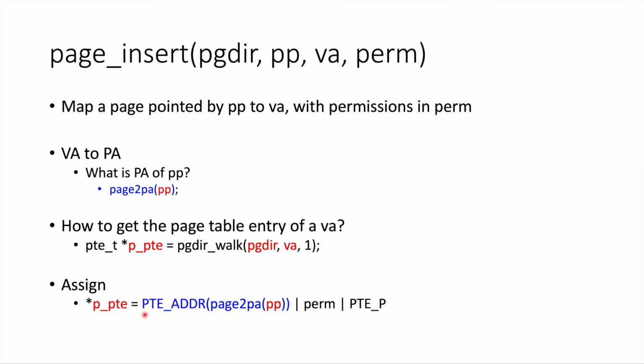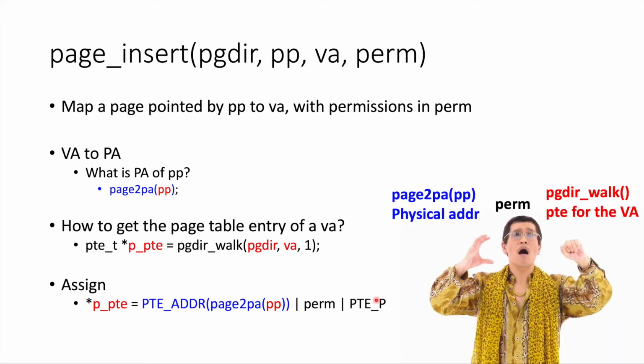So you can use macro PTE_ADDR to get the page table address of the pointer. So wrap the macro and function like this, then you can get the physical address of the pp, and you can also attach permission flags. And then because we just created a new valid mapping, we add PTE_P to the ptep. So basically, you need to get the physical address of the pp, and the page table entry from the virtual address, and connect these two with the permission flag.